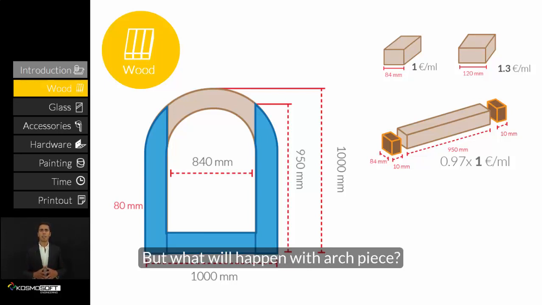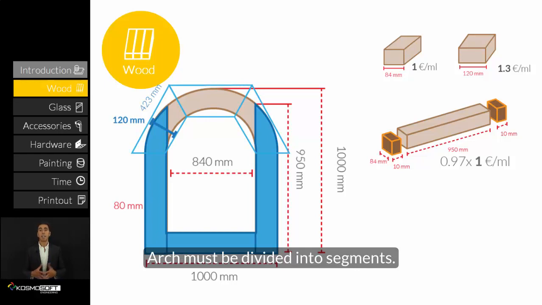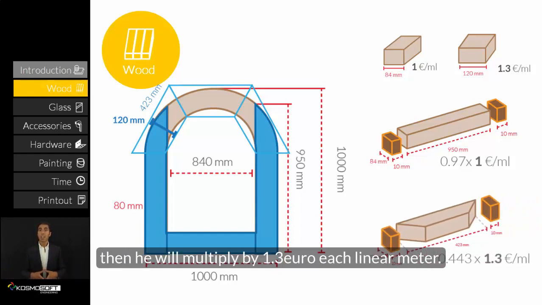But what will happen with arch pieces? An arch must be divided into segments. Then Archimede will take care of every piece. He will also add overmaterial of course, but now it's not possible to take a bar of 84mm. Then he will multiply by €1.3 each linear meter the piece that we have.